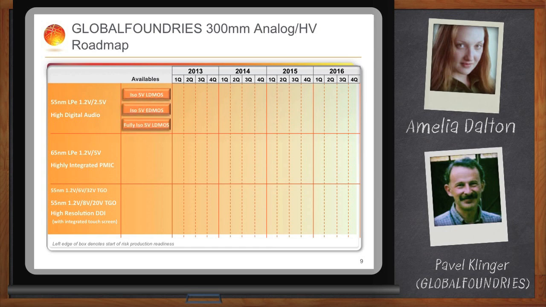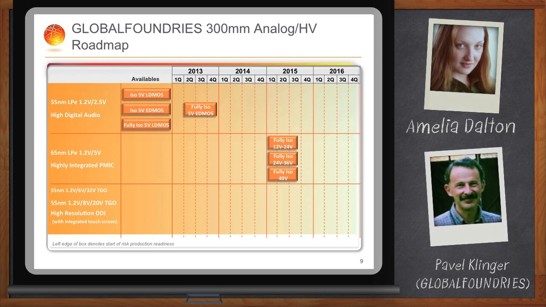Already today we have offerings of LDMOS and EDMOS devices at 55 nanometer technology node, targeting mostly digital audio applications. This year we will enable fully isolated 5 volt extended drain MOS device. We're also working on enabling technology for highly integrated digital and power management platform at 65 nanometers. Okay. These devices will be available for general customer usage in 2015. It takes some time to develop devices to support various levels of high voltage up to 14 volts and above.